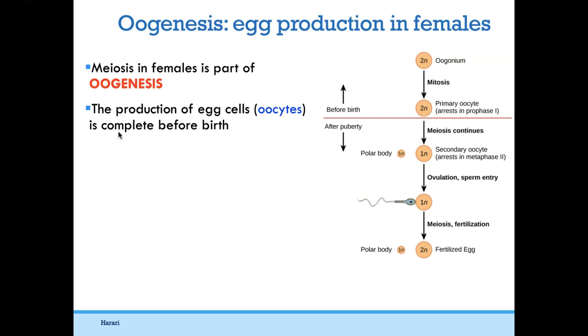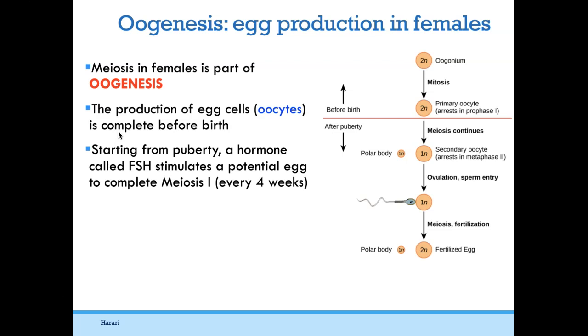And interestingly, these begin meiosis, but only a few continue when a female has become sexually mature. So starting from puberty, a hormone called FSH is released from the brain, and it stimulates one potential oocyte to complete meiosis. This happens roughly every 4 weeks.